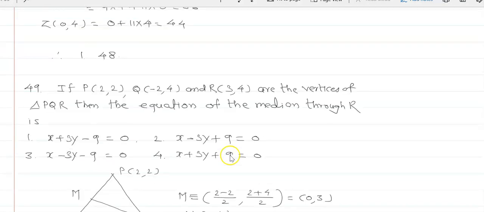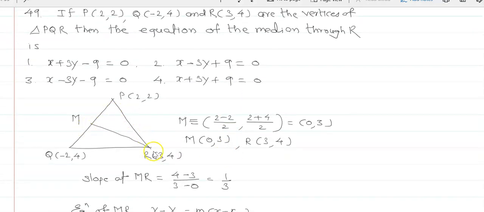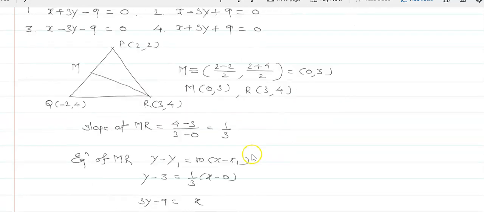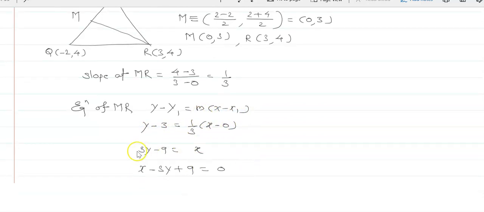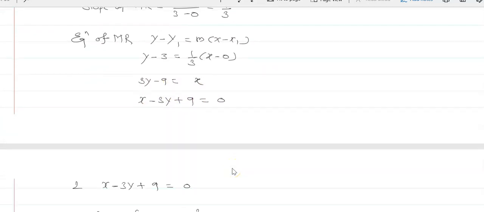Also, you can see this here. This is the median, RM is the median. M is the midpoint, that is (0, 3). M is (0, 3), R is (3, 4). Therefore, the equation of MR: y minus y1 is equal to m times (x minus x1). Y minus 3 is equal to 1 upon 3 times (x minus 0). 3y minus 9 is equal to x. X minus 3y plus 9 is equal to 0. Option 2 is the correct one.